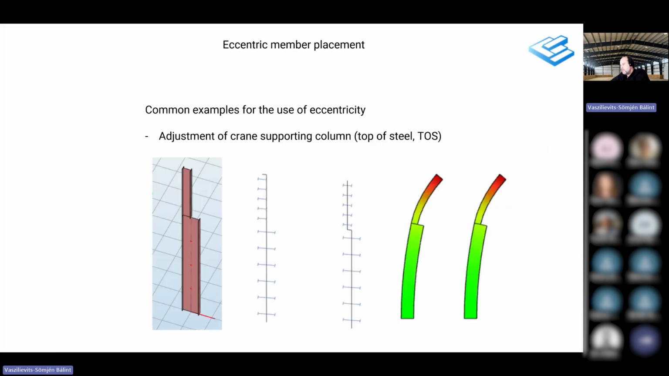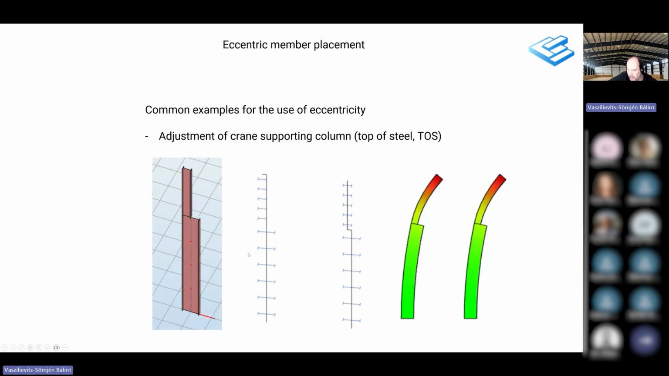Of course, if you have, for example, a column carrying a crane, it's very typical that we have a deeper section below the crane and a smaller one above. Again, if we just model everything with a straight line, then of course there will be no correct eccentricity. One option is that you calculate the value and enter the eccentricity value by hand. The other option which appears now is to set a plane, for example the top of steel, which is a straight line, and you adjust the elements to that.